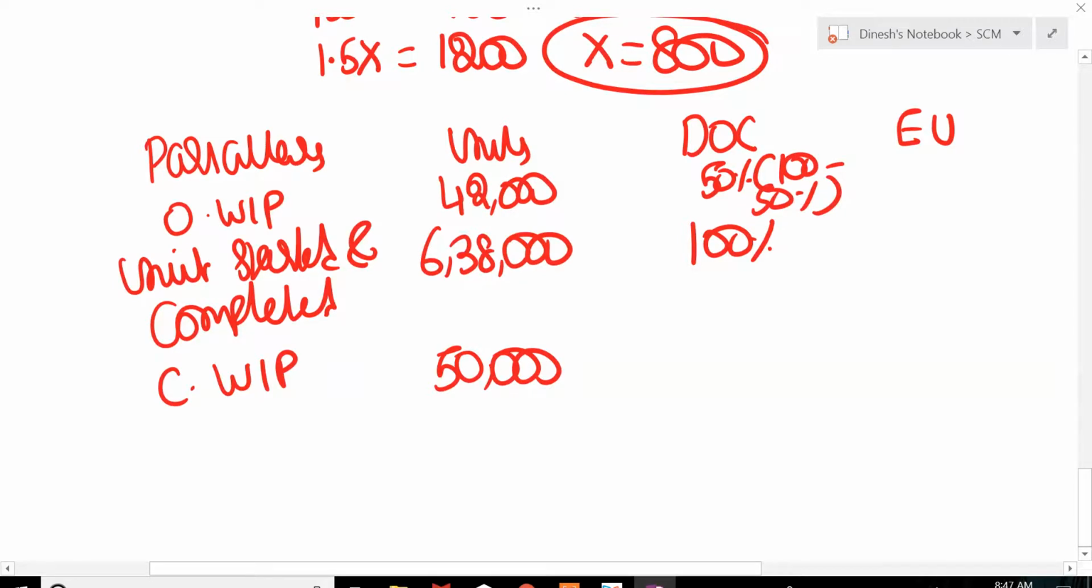Closing WIP, how much completed? Half, which is 50%. Equivalent units is units into degree of completion. Multiply it, put a total. That is the production. Production is not 680. Production is the total of equivalent units.